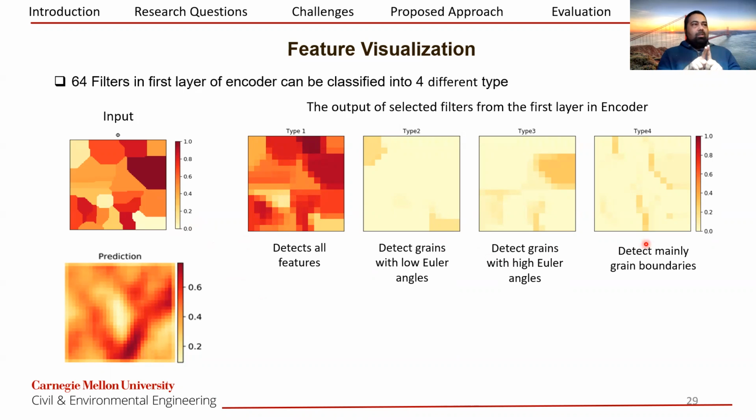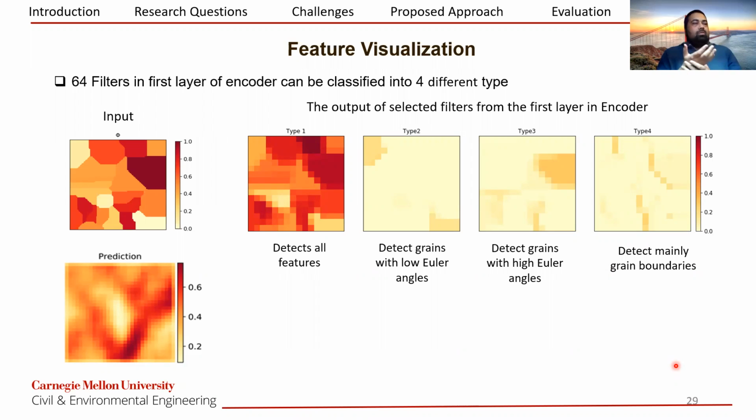The interesting part about this was that whenever there are multiple filters like this type 4, all the filters will be active only when they see a grain boundary in a particular orientation. Otherwise, they will not detect it.